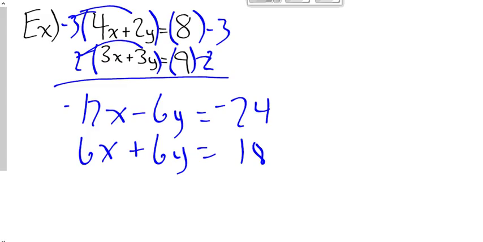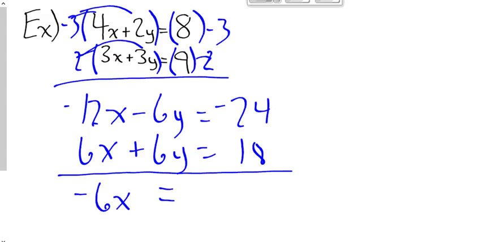All right, so I'm ready to add up these two equations. Looks like I've got a negative 6x there. Again, there's my opposites. Those y's are going to cancel, so that equals negative 6 over there. If I divide both sides by negative 6, I've got that x equals positive 1.